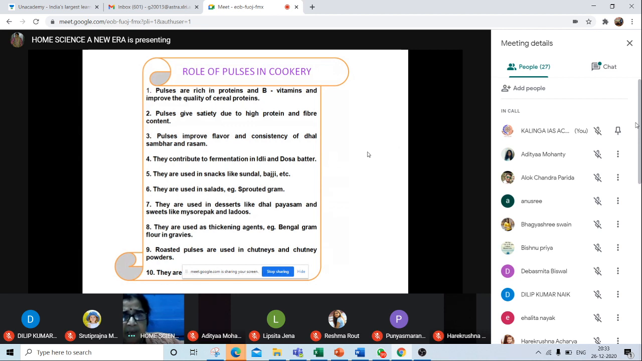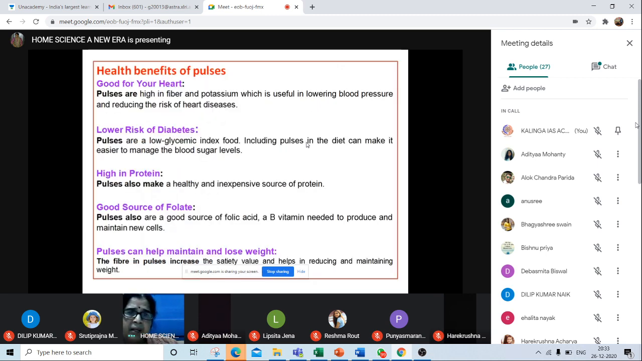They are also useful in our daily cooking practices and daily dietary habits. Then health benefits: good for your heart, low risk of diabetes, high in protein, a good source of folate, and pulses can also help to maintain or lose weight.